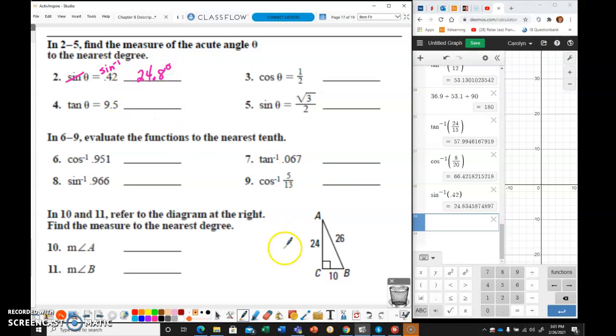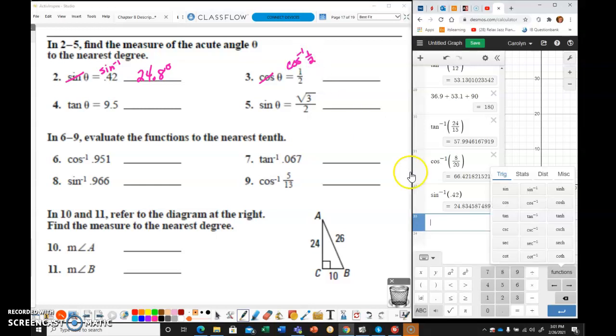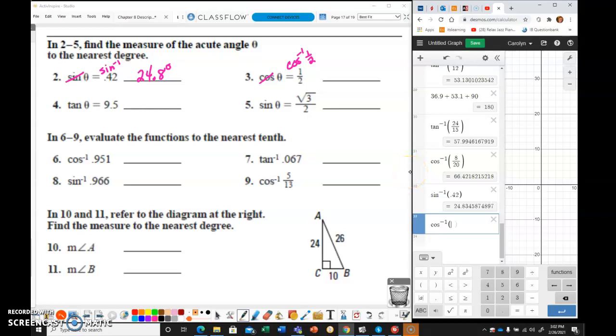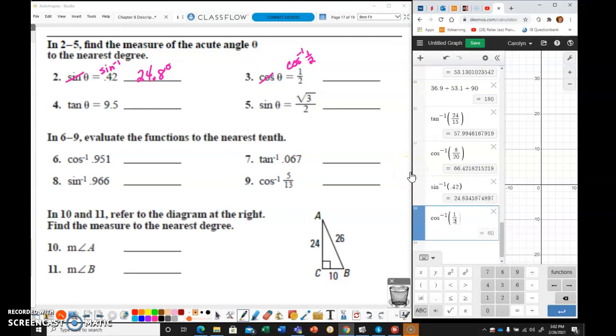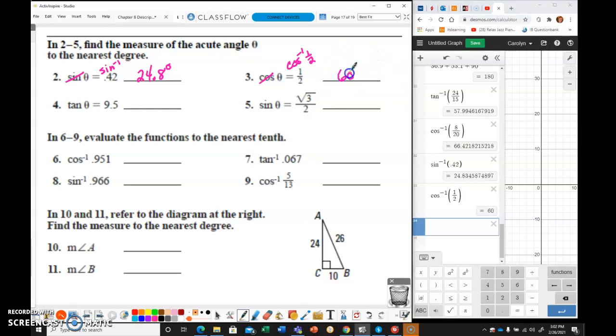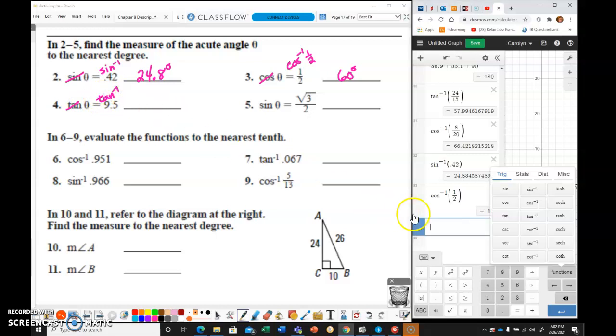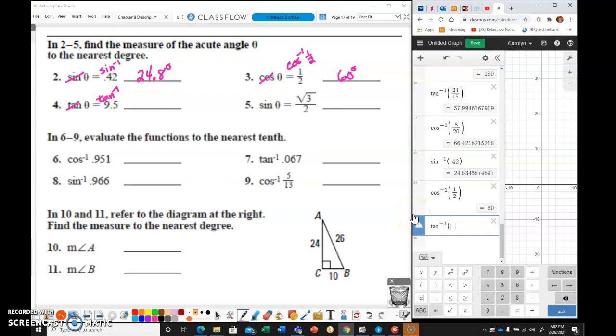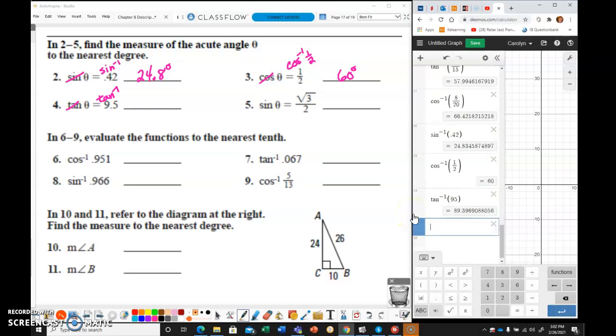Again, this should be something that you do ahead of time. Come back and check and see if you got them right. The cosine of the angle is 1/2, so to get rid of it over here, I do the inverse cosine of 1/2. I'm getting a 60 degree angle. Tangent, to get rid of it, I'm going to put it to the other side and do the inverse tangent. So the inverse tangent of 9.5 is 89.4 degrees.